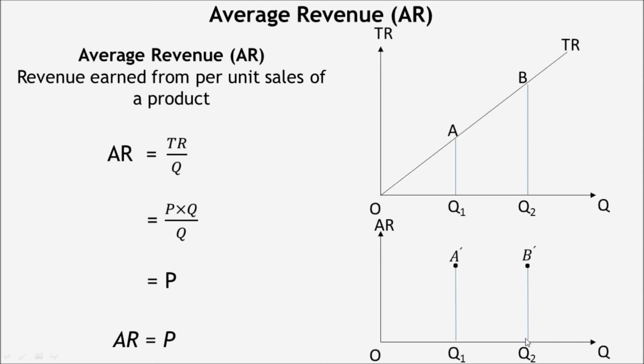Following the same procedure, we can generate the other points of the average revenue curve. Joining points like A prime and B prime, we can have the average revenue curve, which is nothing but the price line. As we have seen, average revenue equals price.